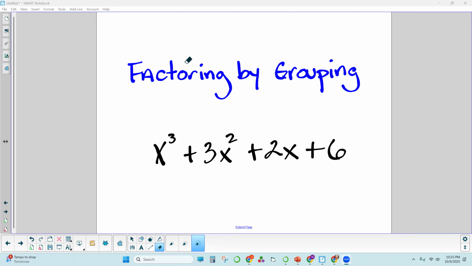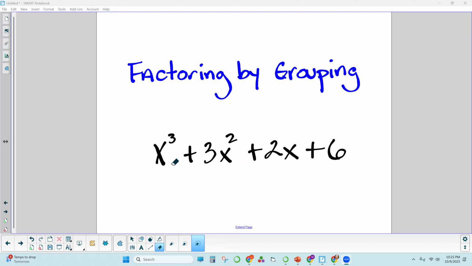Bakari, and today I want to talk about factoring by grouping. This is a popular method that we use in high school math as well as college algebra and beyond. It's just a great way of factoring when you have four terms, okay? So this is a great example. We've got a four-term polynomial, okay?